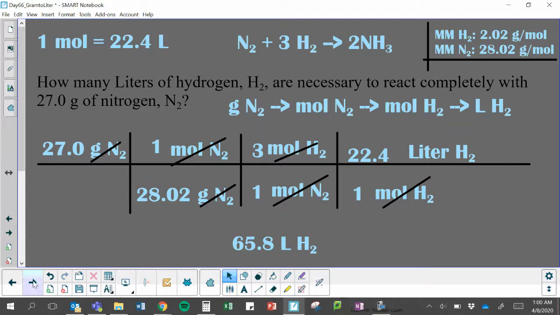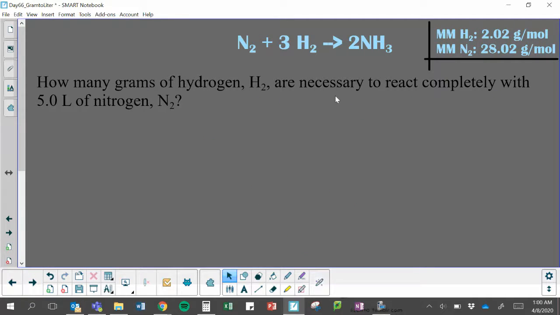We can also do the same thing if we are given liters and wanting a final answer in grams. So here it's the same equation, now I'm asking a different question. It's asking how many grams of hydrogen are necessary to react completely with 5.0 liters of nitrogen. So this time we're given the number for liters of nitrogen. And our final answer, it's asking for how many grams of hydrogen.